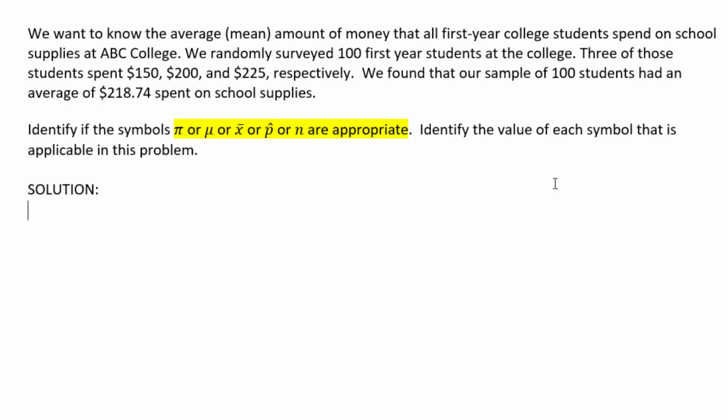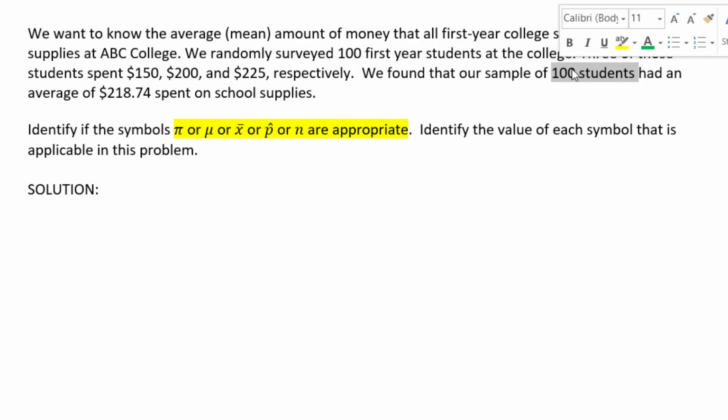So let's first of all start with n. N is often the symbol that students find the easiest. N stands for sample size, how many observational units were actually in our sample. And we see there was 100. There were 100 students sampled, so our sample size is 100.